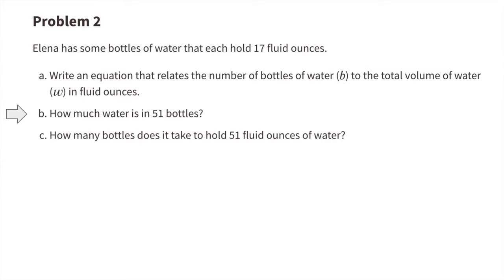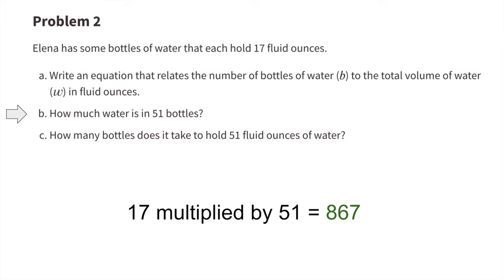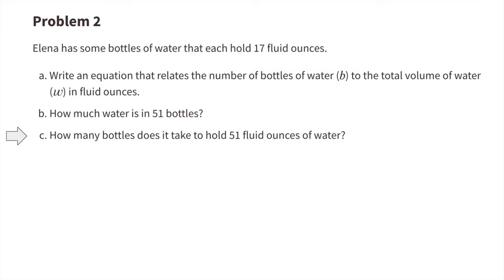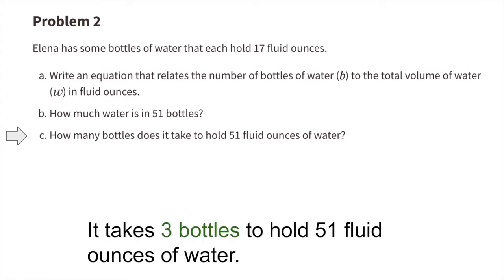B. How much water is in 51 bottles? 17 multiplied by 51 equals 867. There is 867 fluid ounces in 51 bottles of water. C. How many bottles does it take to hold 51 fluid ounces of water? 51 divided by 17 equals 3. It takes 3 bottles to hold 51 fluid ounces of water.